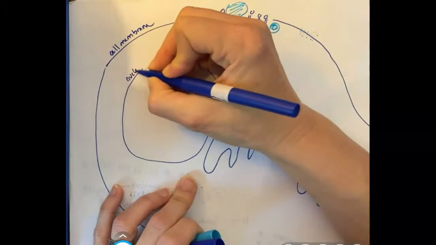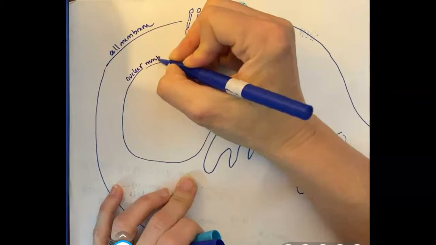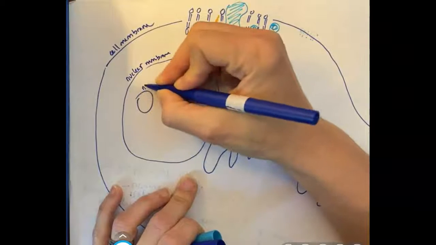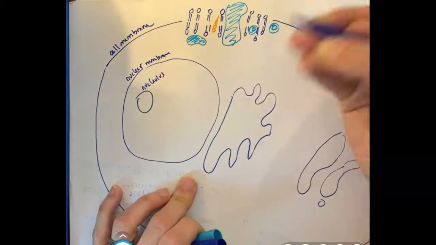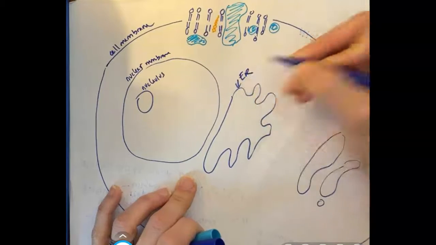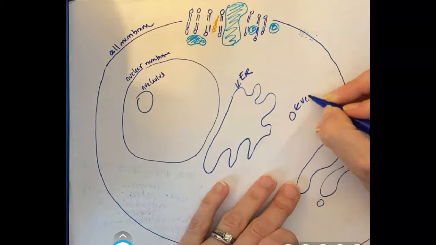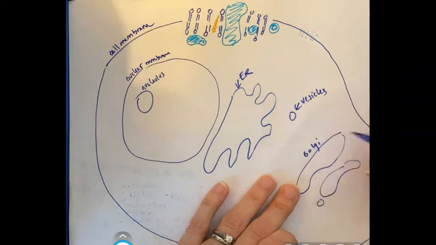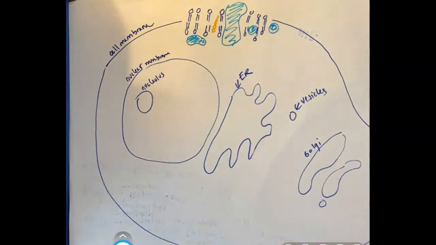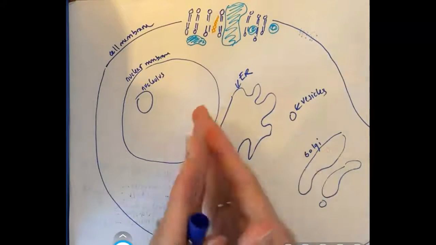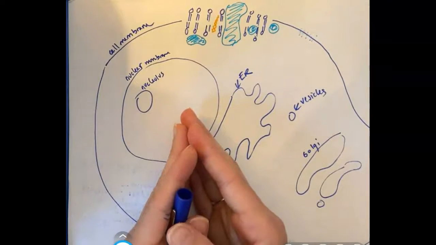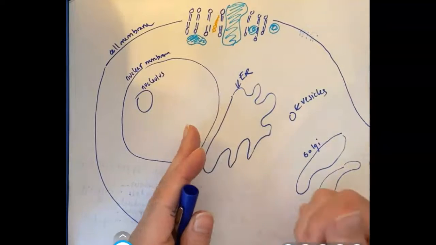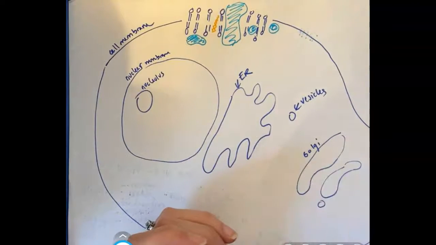You have the nuclear membrane. You have the nucleolus. You have the ER. You're probably going to have some vesicles floating around. You have the Golgi. Now notice I only drew the organelles in the endomembrane system, okay? Before we move on, I'd actually like you to pause the video again and try to find as many examples of macromolecules as you can in this picture.